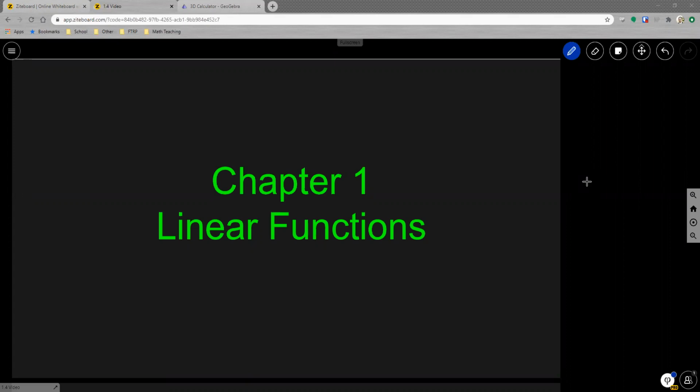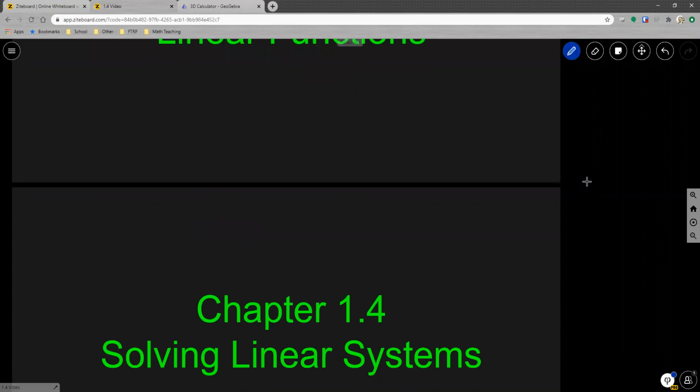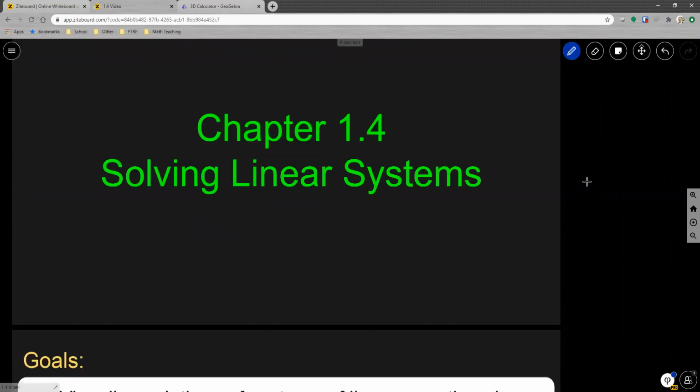We are moving into Chapter 1.4, which is about solving linear systems of equations. So it's a little bit of a departure from the transformations of functions that we did before.